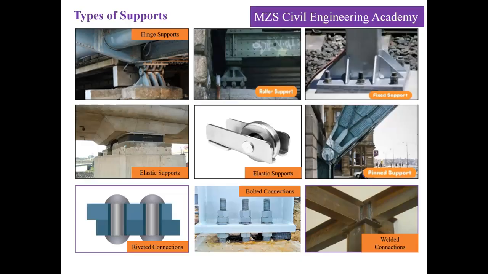Now we'll take an example of a welded connection. A welded connection is said to be a completely locked connection which will not allow any type of translation or any type of rotation. It will fix the member in position and it will not allow the member to move out. So these are the ways in which we can provide supports and resistance to the structure.